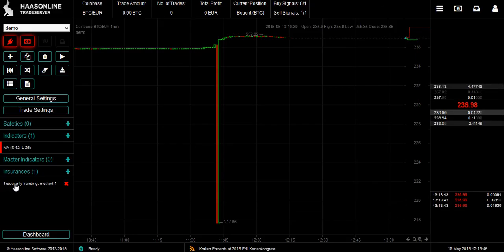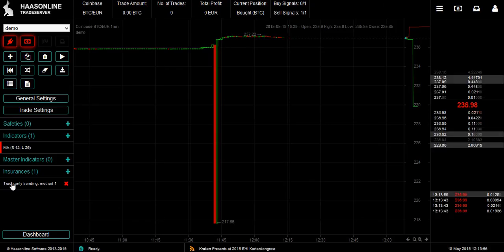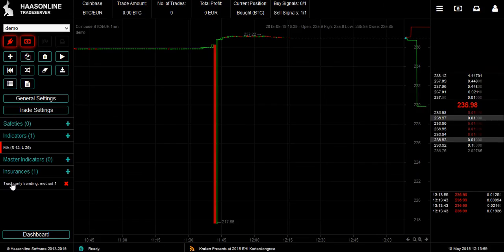If it says yes, then sell. Same thing for buy. If it produces a buy signal and the insurance agrees it's okay, then it will buy. And that's the basic relationship between the indicators and the insurance.